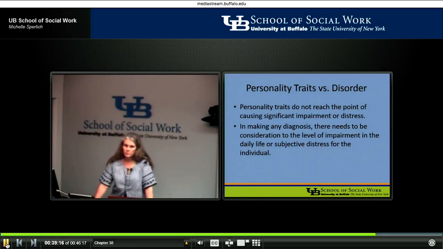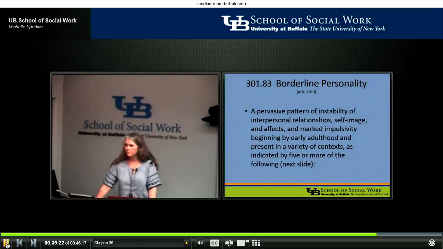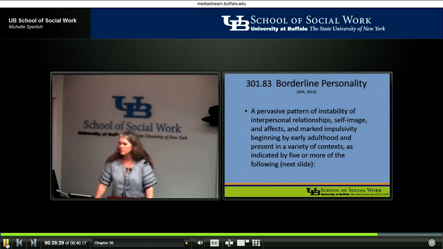It's important to know that there's a difference between having a personality trait and having a personality disorder. Personality traits do not reach the point of causing significant impairment or distress. That's a key difference. In making any diagnosis, there needs to be consideration of the level of impairment in daily life or subjective distress for the individual.